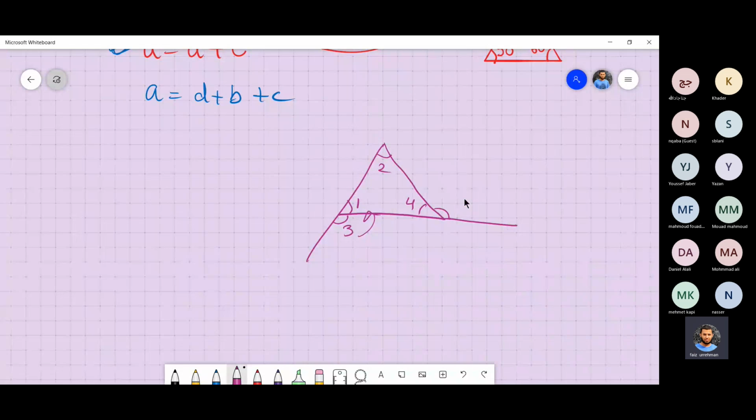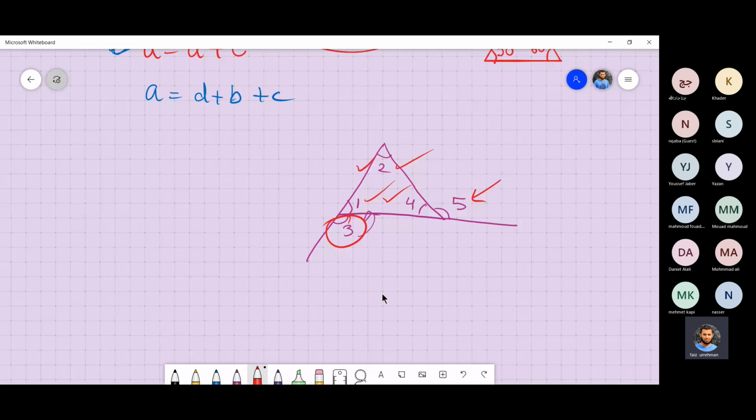What is the interior of 5? 4. Correct. What is the interior of 3? 1. Okay. What is the interior opposite for 3? 2 and 4. Both, this also, this also. Okay. What is the interior opposite for 5? 2 and 1. Correct. Are you trying to understand now?